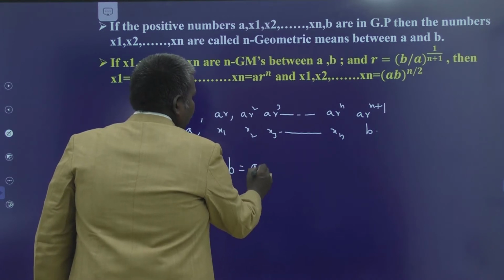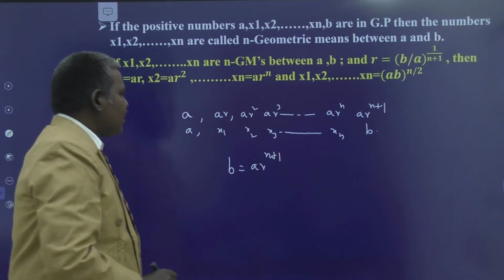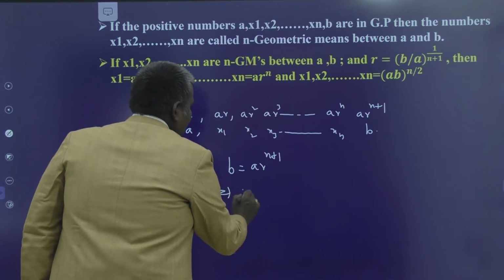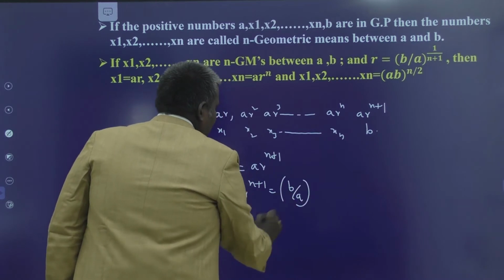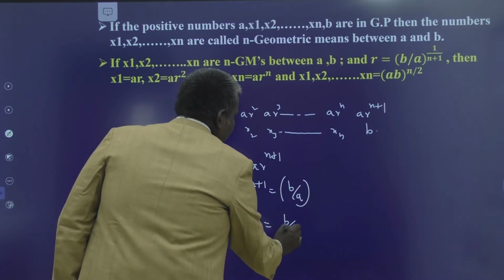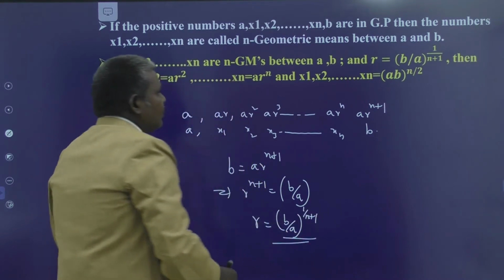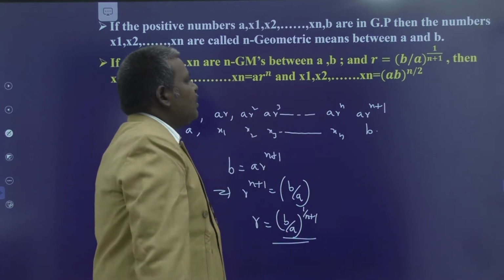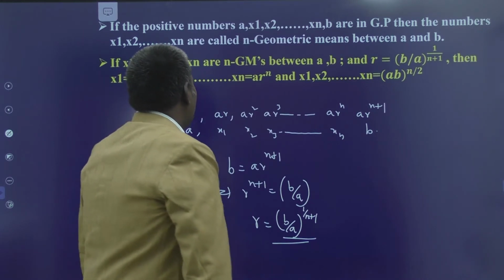Therefore b is equal to a into r power n plus 1. b is equal to ar power n plus 1 implies r power n plus 1 becomes b by a. Therefore, what is my r value? (b by a) whole to the power of 1 by n plus 1. Finish. The value of r is obtained as (b by a) whole to the power of 1 by n plus 1. This is my value of r.